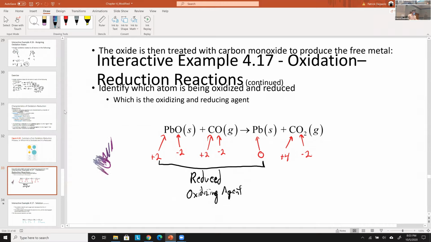Pretty cool. All right, so carbon. Carbon's the other thing that's changed. So we'll draw a bracket in this color. Carbon was changed from +2 to +4. The oxidation state increased. Therefore, it is oxidized. Oh, I ran out of sparkly ink. There you go. Oxidized. And therefore, it is the reducing agent.